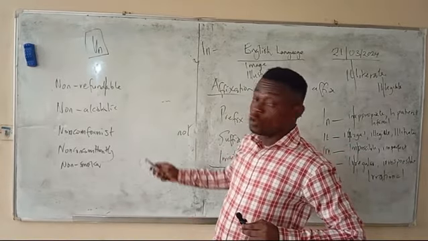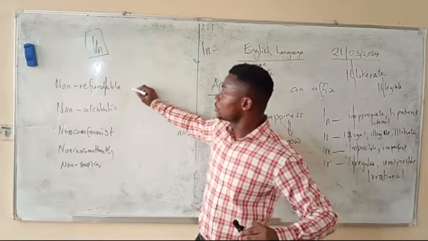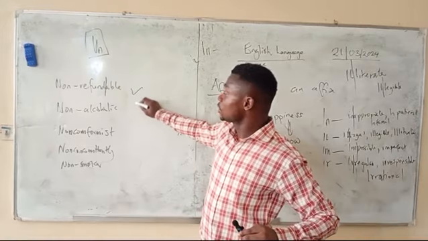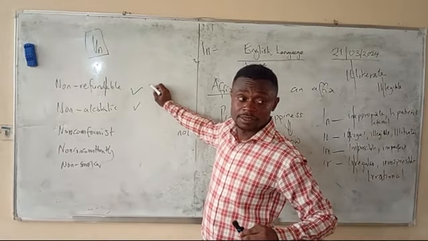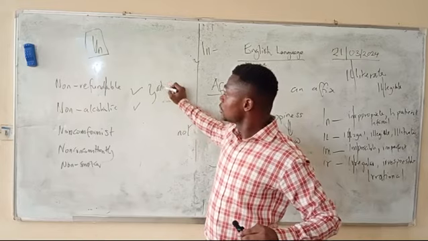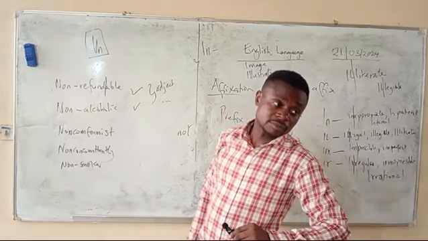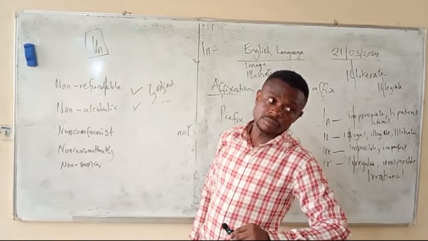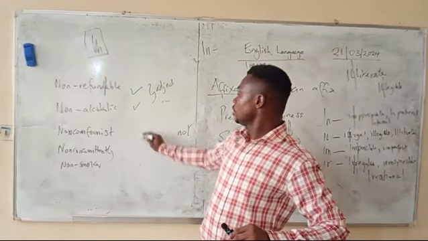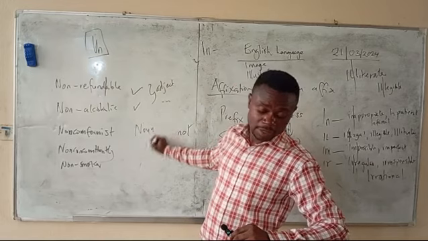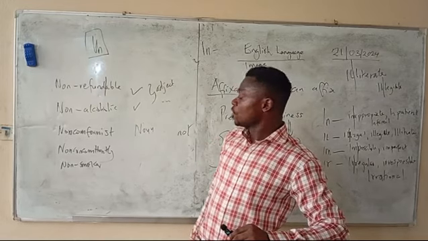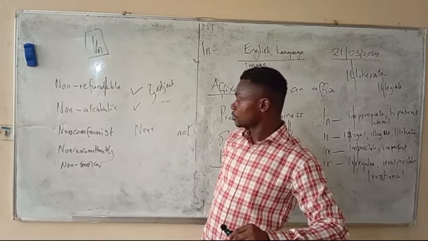Now tell me, we have agreed that this one is what? Look up. This one is what? Adjectives, right? What of non-conformist? Is a noun, right? This is noun, right? What of non-concomitantly?